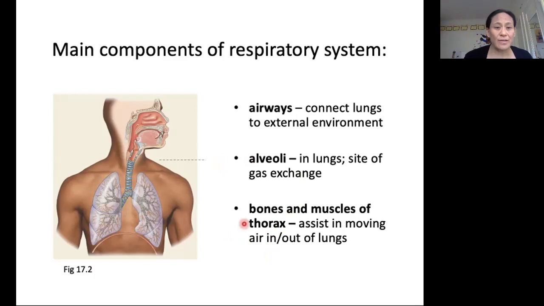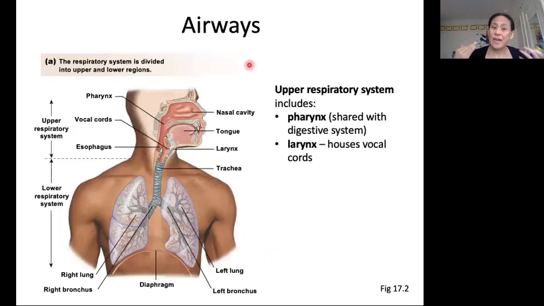All right, so let's take a look at each of these one at a time, starting with the airways. Okay, so the respiratory system is split into an upper respiratory system and a lower respiratory system. The upper respiratory system includes the pharynx, which is right here. It's this area that's shared by both the digestive system and the respiratory system. And we also have the larynx, or the voice box. That's where our vocal cords are, okay?